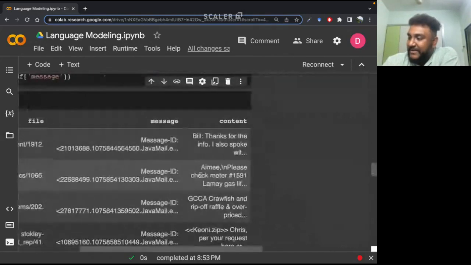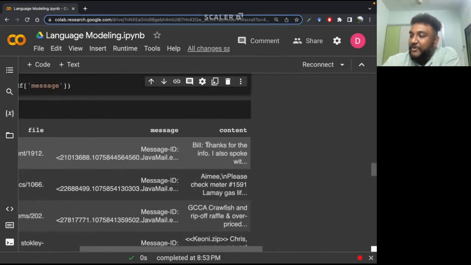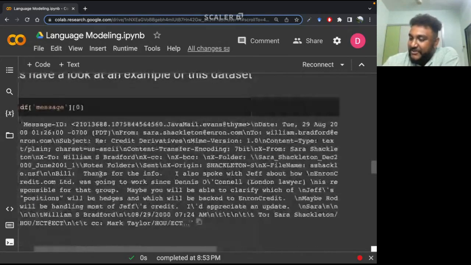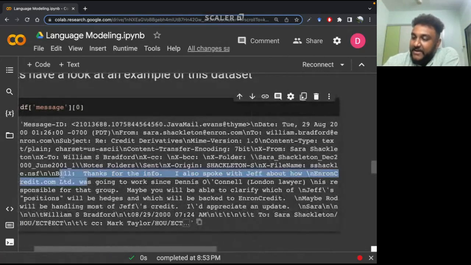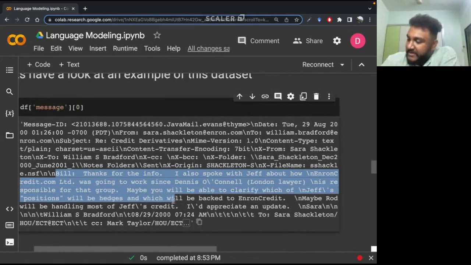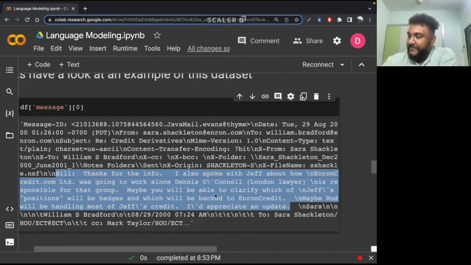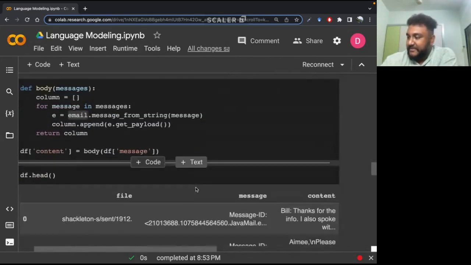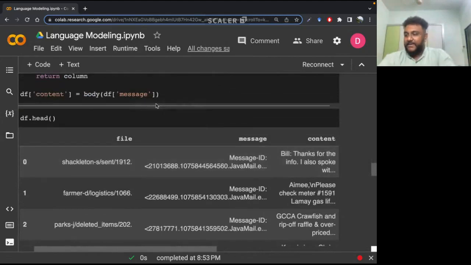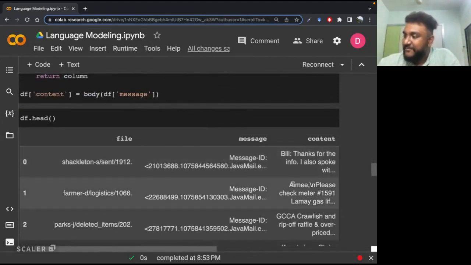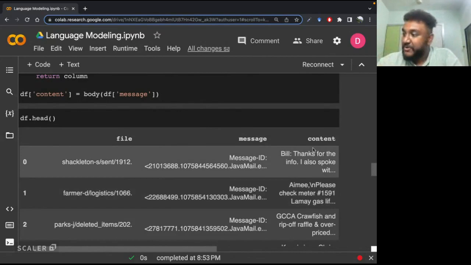Once we do that, see what the content looks like, right? Bill saying thanks for the info, I also spoke with. So exactly where we said that it should start, that is where it is starting, right? So it's picking up the body of this text from here to somewhere here. Yeah, somewhere here. So this is what that email thing is doing. So from now on, whenever we're trying to build our model, we're going to use the content column over here to build our model. Okay.